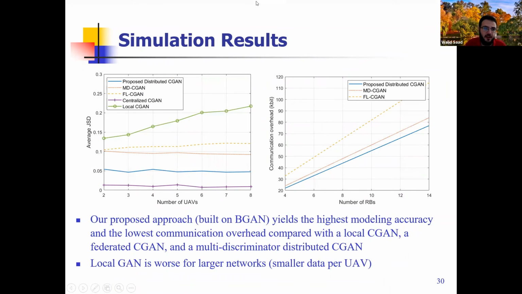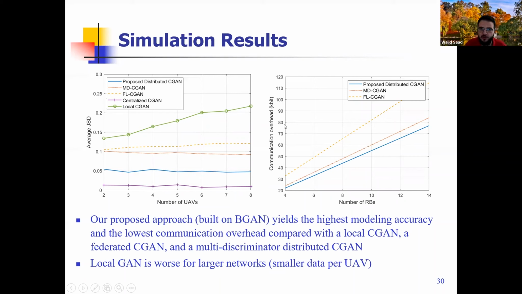Now we compared again with the JSD. When I say JSD, it really means how accurate is your PDF. We could have plotted some PDF, but the problem is it is multidimensional. It doesn't look nice, it's hard to visualize. It's easier to compute the JSD and show it. So we can see that the average JSD, if you're using just your local GAN, so you don't communicate, is much higher than using the proposed solution. If you have a centralized CGAN, it's of course the best you can do, and ours is not that far off from this, and it's better than FLGAN. It's better than NBGAN as well, which is our other comparison.